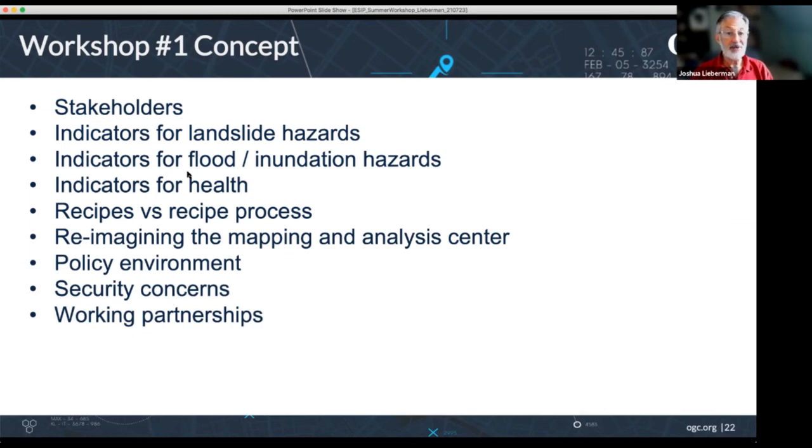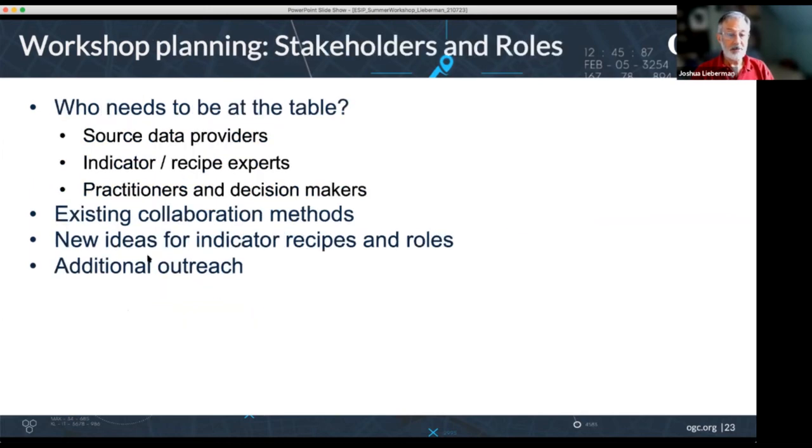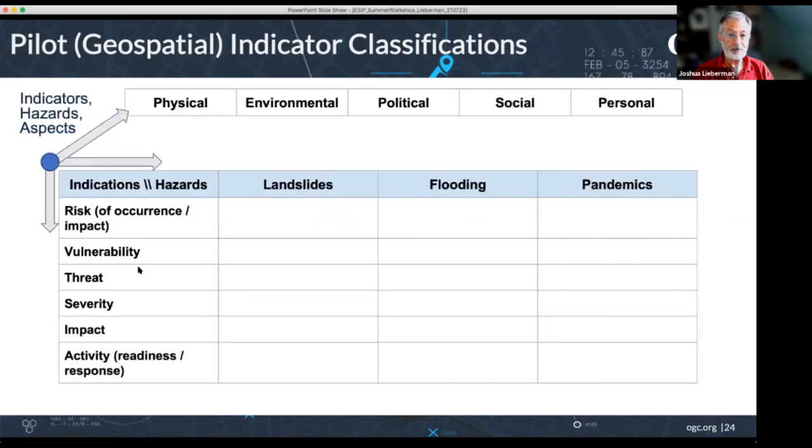So can we reimagine that in our virtual distributed world? And what policy environment, security concerns, and working partnerships would be needed to see that realized? So that involves who needs to be at the table, and we talked about that a bit, what the existing collaboration methods are, new ideas for indicator recipes and roles, and where to go next.